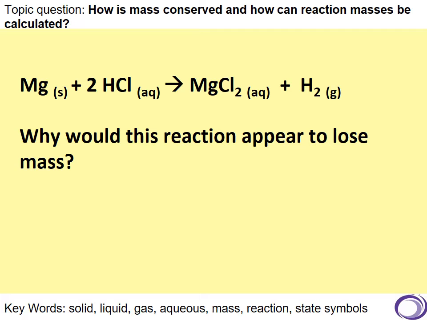So here we have a different reaction, and in this reaction, were we to do it on a balance, it would appear that mass had been lost. Why do you think that might be? Well, in this case, hydrogen gas is produced. So if the gas was able to leave the reaction, i.e. if it didn't have a lid on it, then that mass of hydrogen would appear to have been lost.